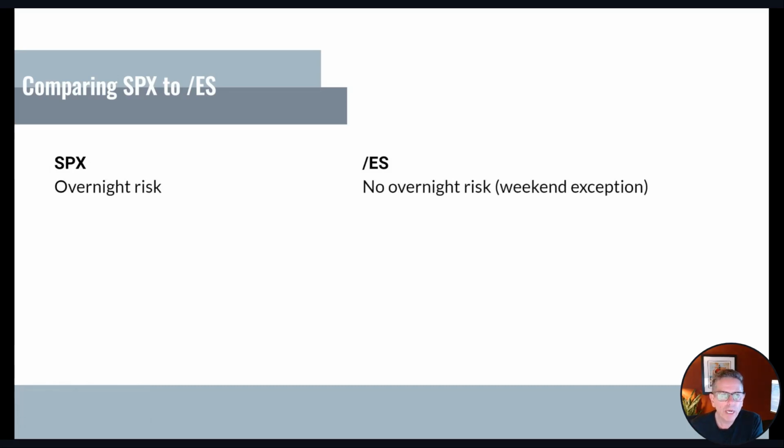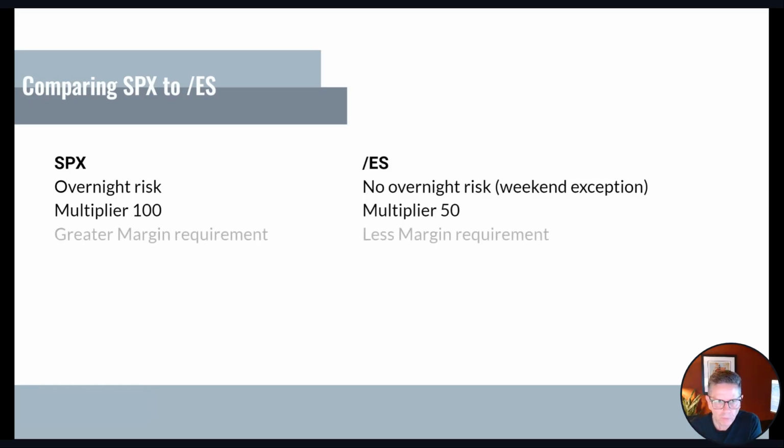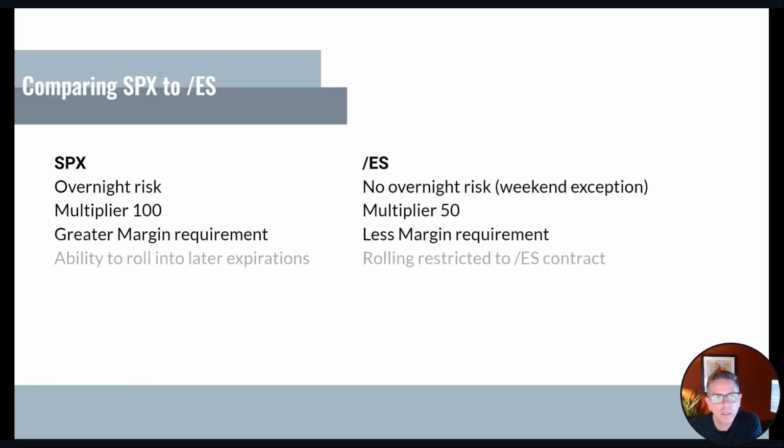So now we're talking about options on futures. Okay, so ES: there's overnight risk for SPX, no overnight risk for ES. The multiplier is 100 and the multiplier is 50, and you'll see why they use that in a few minutes here. Greater margin requirement for SPX, less margin requirement for ES.